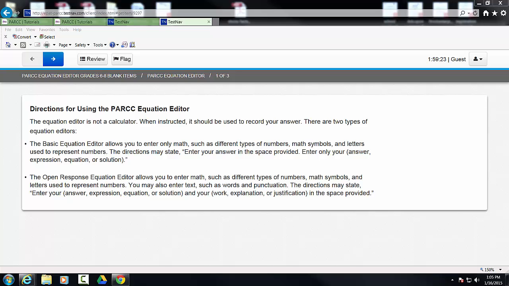It's important to note there are two types of equation editors, the basic equation editor and the open response equation editor. The main difference is, in the basic equation editor, you can only enter math, such as numbers, math symbols, and letters used to represent numbers. The open response equation editor allows you to enter math, numbers, symbols, letters, but you can also enter text, such as words and punctuation. I'm going to show you exactly what these will look like.